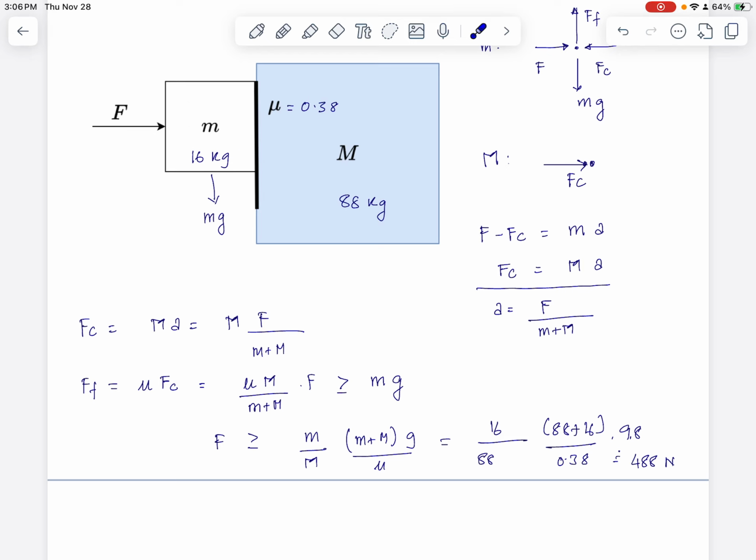Okay, so I hope you get a flavor for how to use these contact forces and to solve real life problems.